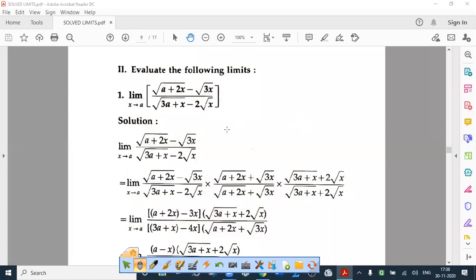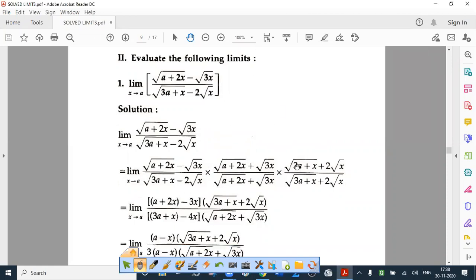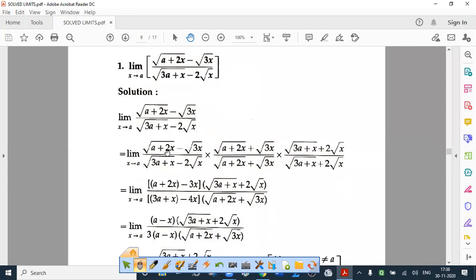Second, first part, just listen to me. Of course, you are supposed to write the solution after the lecture. Limit x tends to a of (root of a plus 2x minus root 3x) upon (root of 3a plus x minus 2 root x). Same logic, rationalize numerator and denominator both. In the numerator, take the product of first and second. So it is a plus 2x minus 3x, right? This as it is.